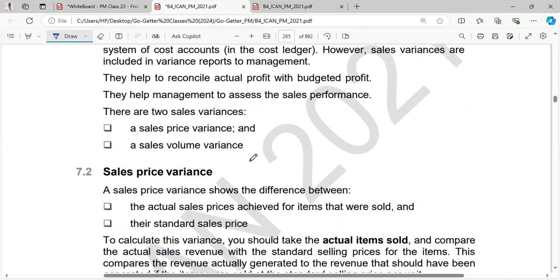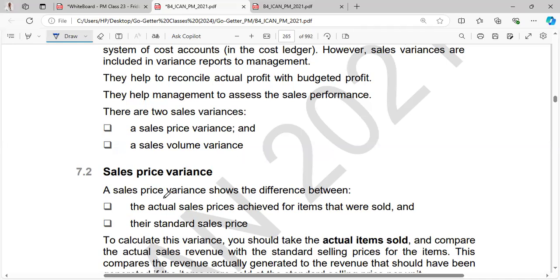And we said before, in cost, if the standard or budget is bigger than the actual, you have a favorable. If the actual is more than the standard, then you have an adverse. But in the case of sales, the opposite is the case. If you budgeted to sell 1,000 goods and you sell 1,200, that's favorable for you because you have more revenue. So it's the opposite.